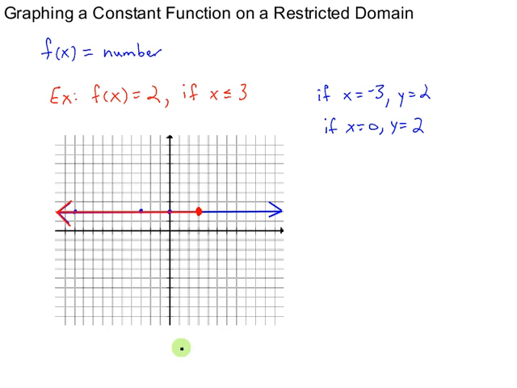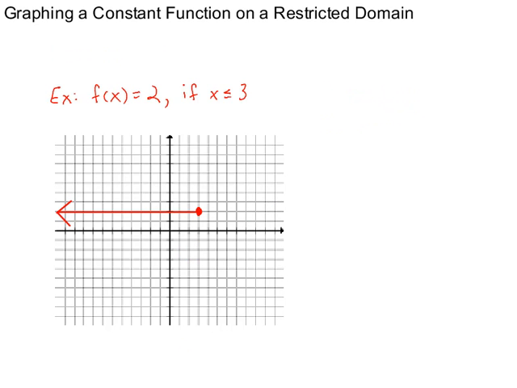And let me get rid of this blue stuff so we can see that a little better. So here's the graph of this constant function on this restricted domain. When x is less than or equal to 3, the output's 2. Otherwise, there's nothing.